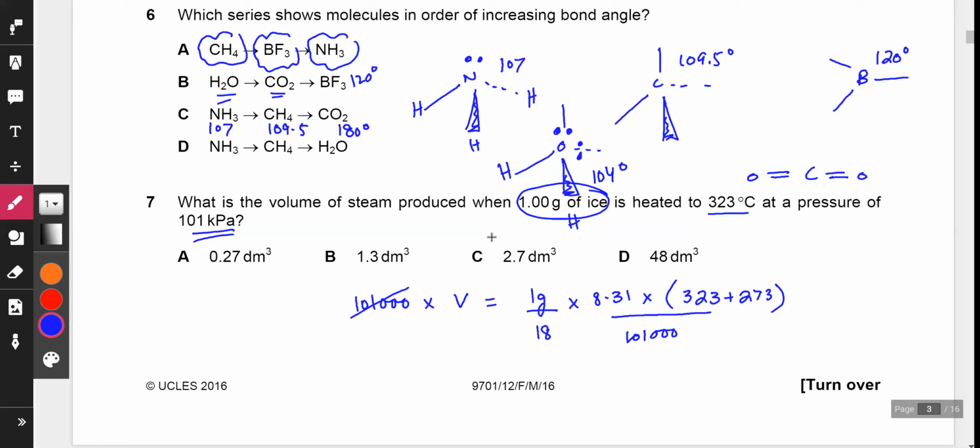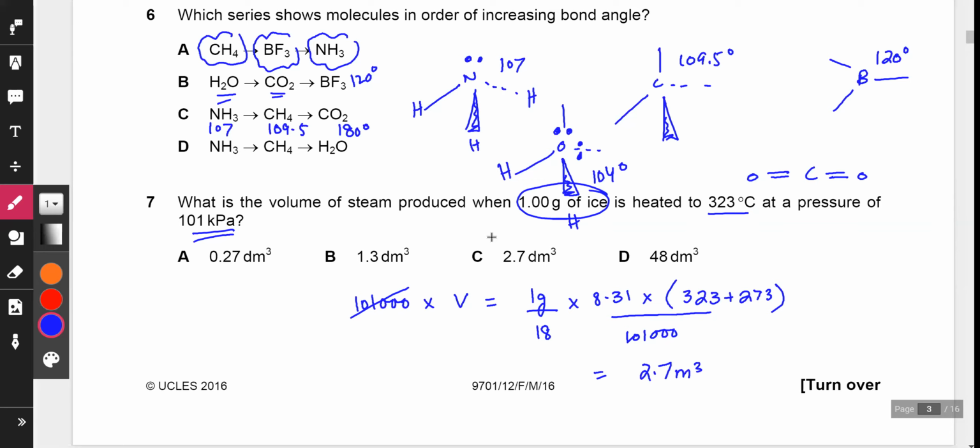Does anyone have a calculator? The answer is C. What is the volume that you're getting? What is the volume that you're getting? 0 point volume. नहीं, 20. इसका क्या आंसर है? इसी को बता रहा हूँ. Volume is 2.7 decimeter cube. नहीं, it's 2.7 meter cube.